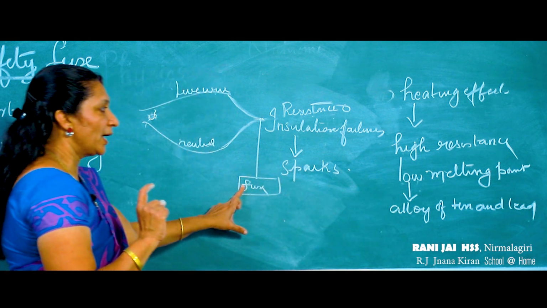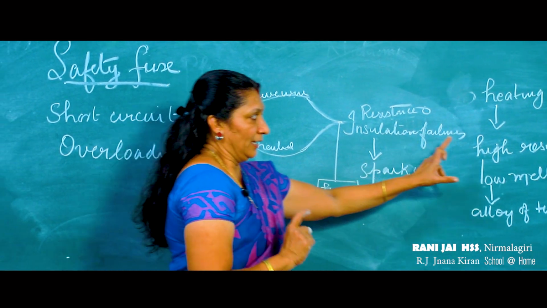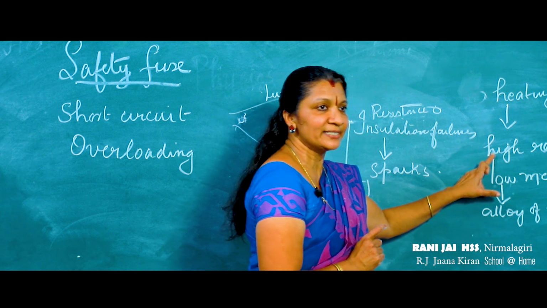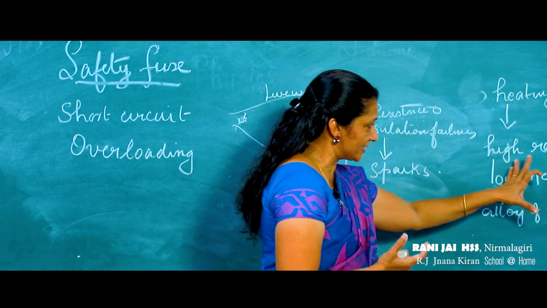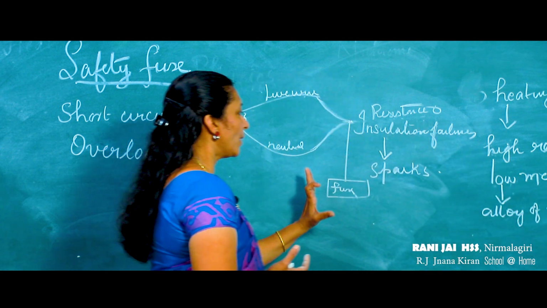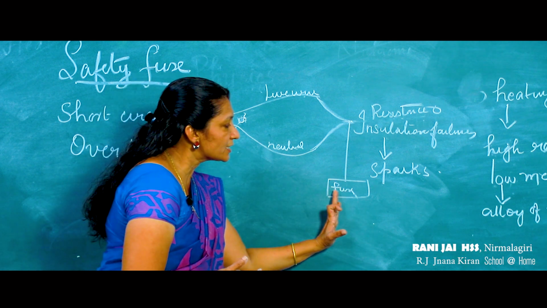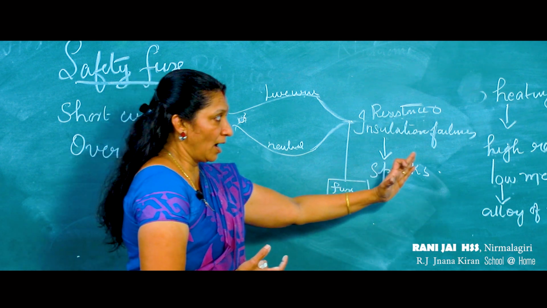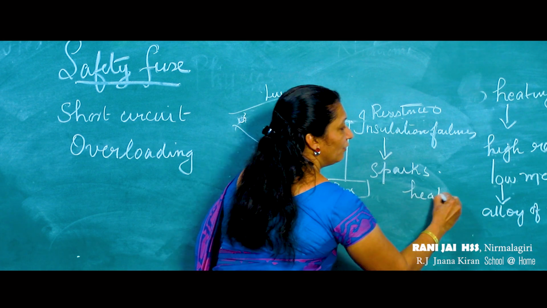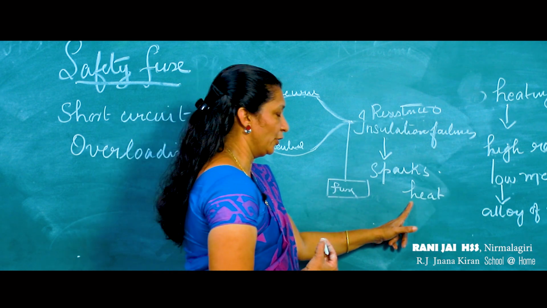Okay, so the fuse wire used is an alloy of tin and lead. High resistance, it should have, what is the peculiarity? High resistance. Come on children, what is the peculiarity? High resistance, low melting point. So this fuse wire only we are introducing in this circuit. When you introduce it in this circuit, what will happen? High resistance. So automatically what will be produced? Heat will be produced, you know that. Heating effect, heat will be produced.